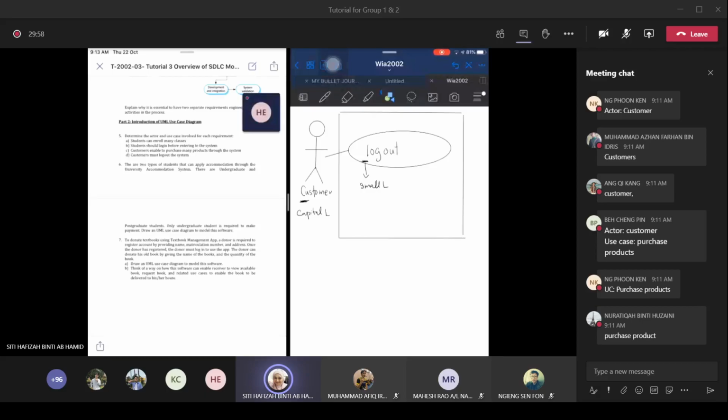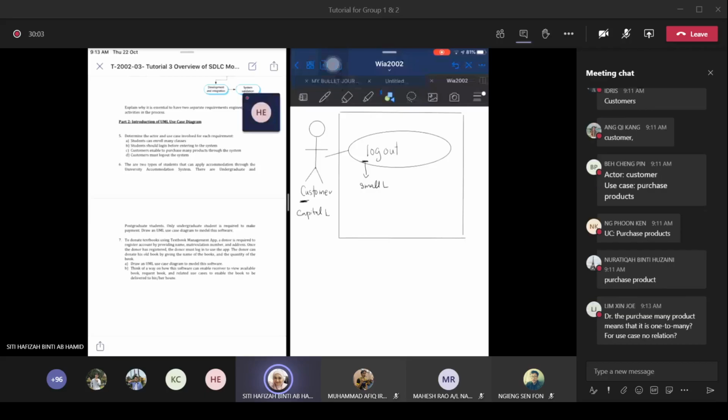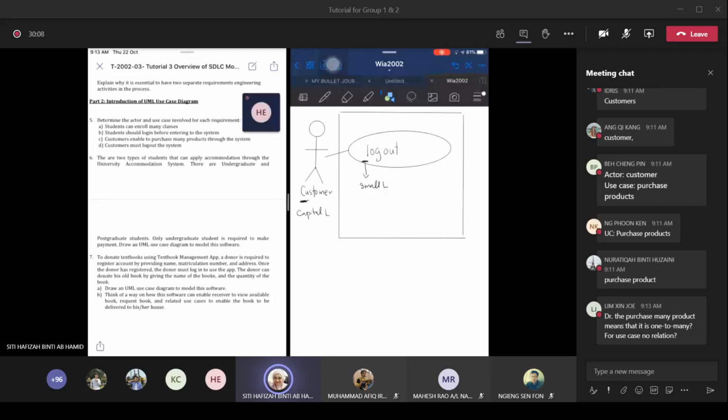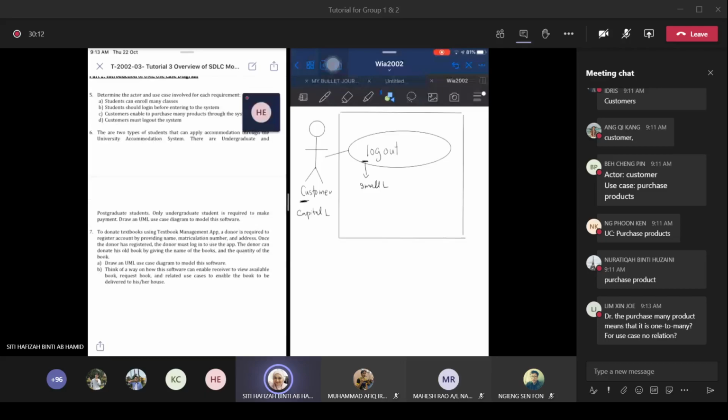No more. All right. Next, question number 6. There are 2 types of students that can apply for accommodation through the university accommodation system. See, this time it mentioned the name of the system. There are undergraduate and postgraduate students. Only undergraduate students are required to make payment. So draw a UML use case diagram to model this software. Okay, so how?